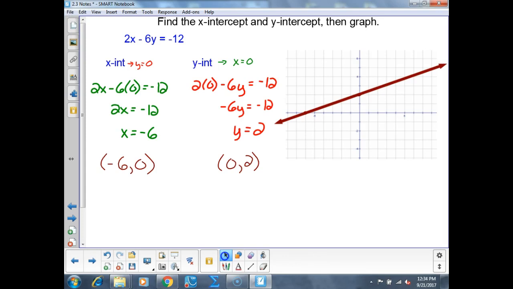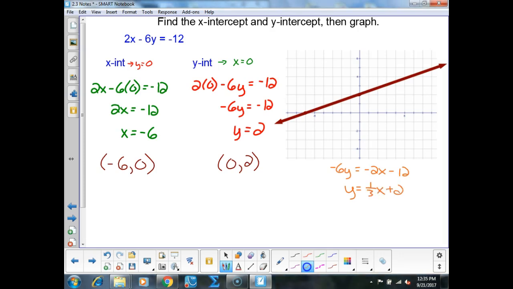Which, if we would have solved this one for y, just as a sidebar action, we would have gotten negative 6y equals negative 2x minus 12, y equals positive 1/3 x plus 2. So we'd go through the y-intercept of 0, comma 2, and we'd have a slope of positive 1/3, which would be up 1 and right 3. Looks like we go up 1 and right 3.